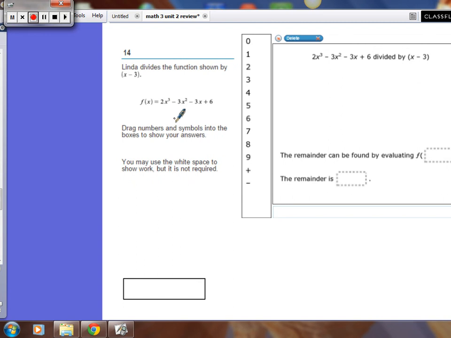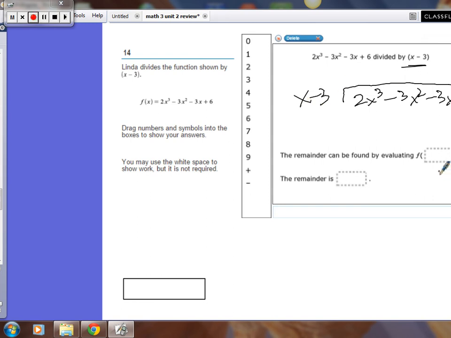Okay, long division. So if we write in long division, it's going to be 2x cubed minus 3x squared minus 3x plus 6. And then over here you put the x minus 3. And then you can figure out the long division or do even some synthetic division. But the remainder can be found by evaluating f of, this is where we're going to look right here.